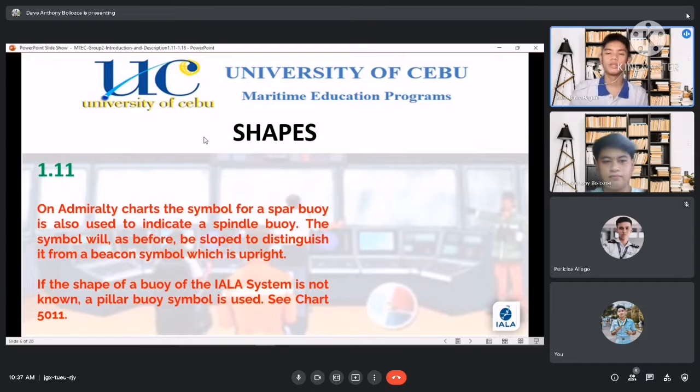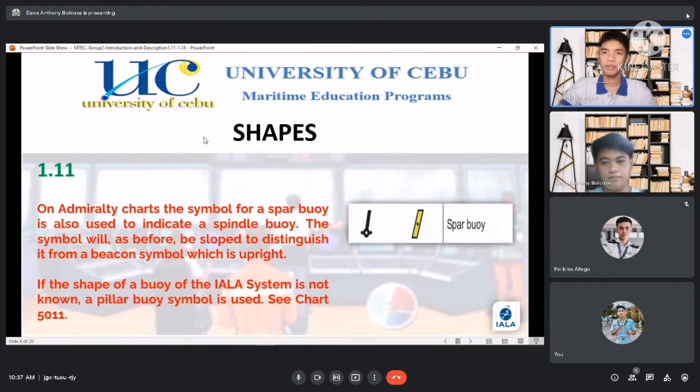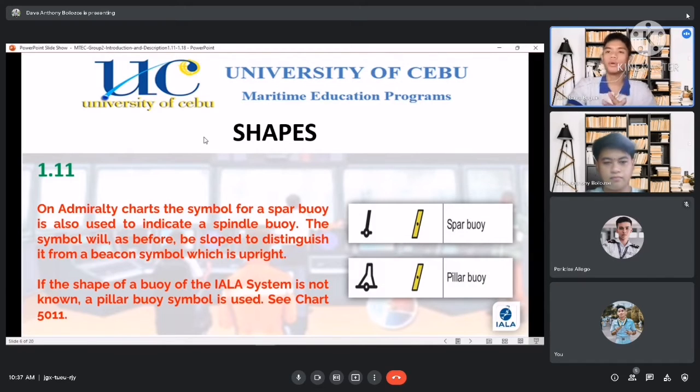1.11 talks about ships. On Admiralty charts, the symbol for a spar buoy is also used to indicate a spindle buoy. The symbol will, as before, be sloped to distinguish it from a beacon symbol, which is upright. Next, if the shape of a buoy of the Ayala system is not known, a pillar buoy symbol is used, as shown in the picture.